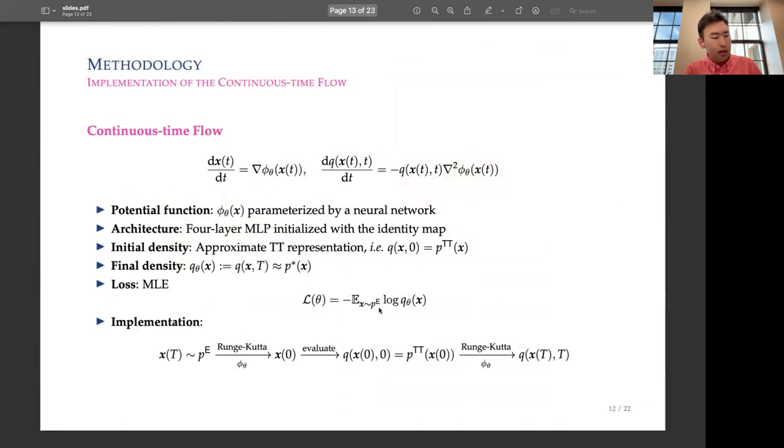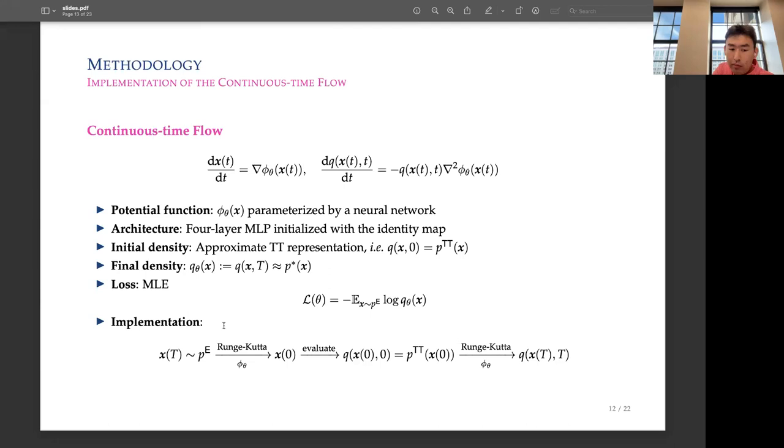Let's proceed. After obtaining the approximate tensor train representation, because we made many compromises before, we do a subsequent continuous time flow. As a reminder, I list the ODE in the continuous time flow models here again. For the potential function, we use a four-layer multi-layer perceptron, initialized with the identity map, for this phi theta. The initial density is the approximate tensor-train representation, so Q0 is this P_TT. Hopefully we get a final density Q theta that approximates the real density P star, and we train our neural network using this loss, which is basically the MLE loss.